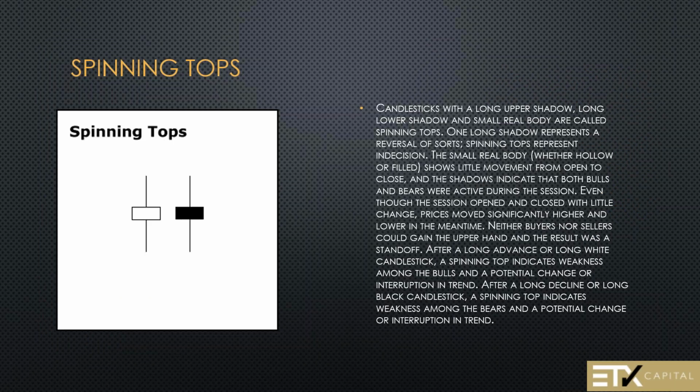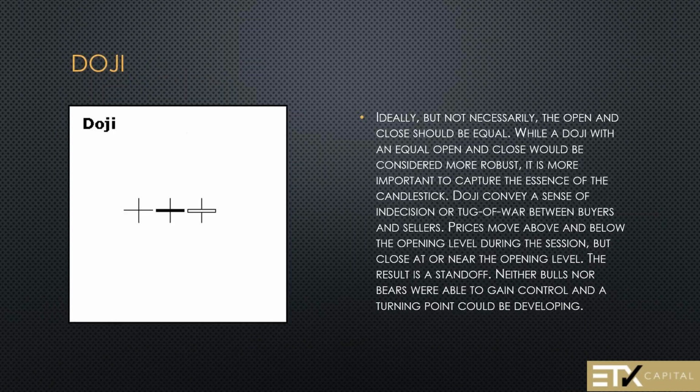Then we have spinning tops. Spinning tops look like some of those candles we used in the explanation, but spinning tops are candles with long upper shadows and long lower shadows and a small real body. One long shadow represents the reversal of sorts. Spinning tops represent indecision. Nobody's in control, and everybody is waiting for what the market's going to do.